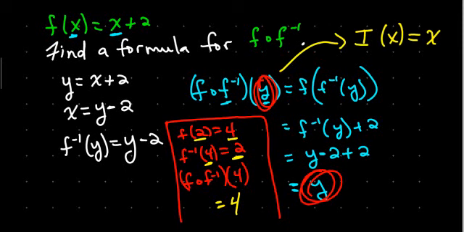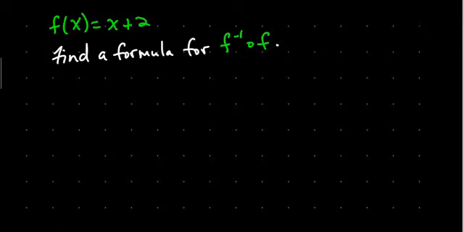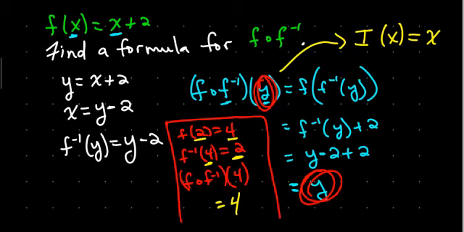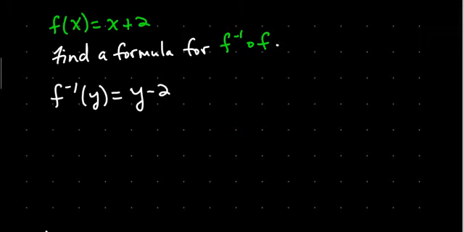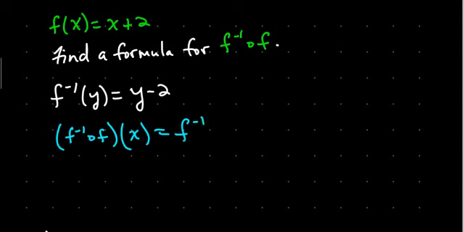Okay? Let's look at it the other way. So we want to do f inverse composed with f now. So again, for f inverse of y, what did we get? Y minus 2. Alright, y minus 2. Good. And now we want to look at f inverse composed with f of x, and f is, put x in there. So this equals, by definition, f inverse of f of x.